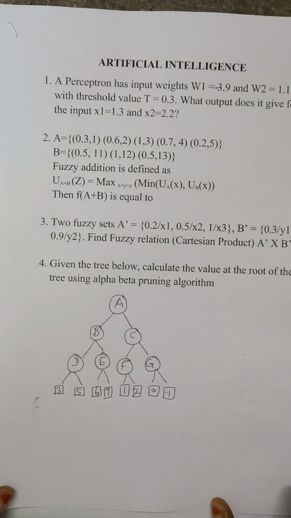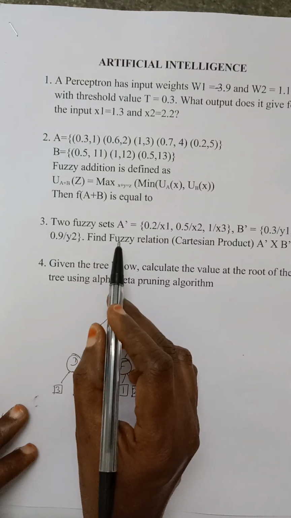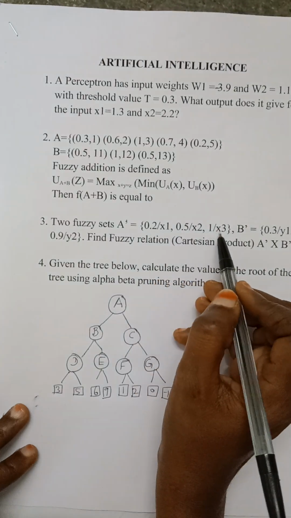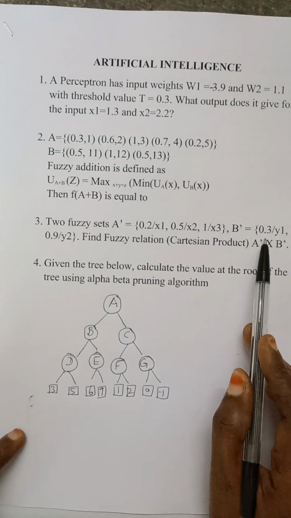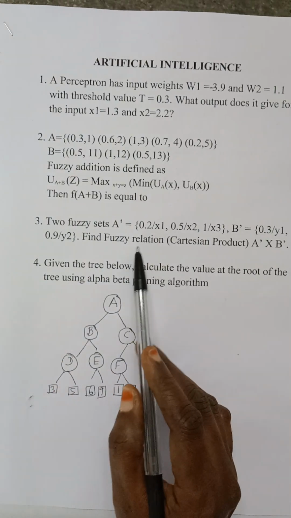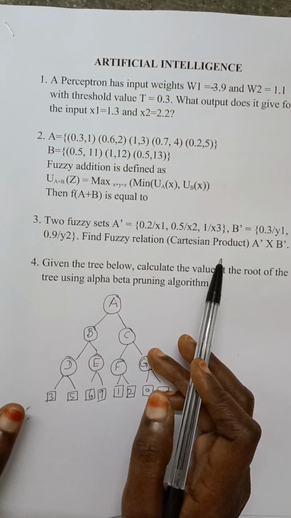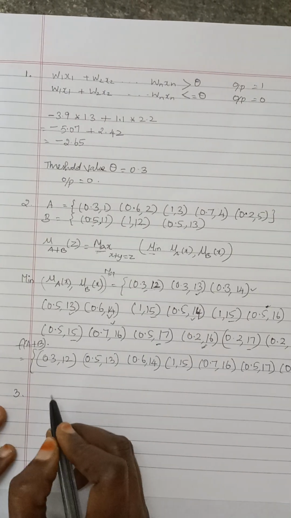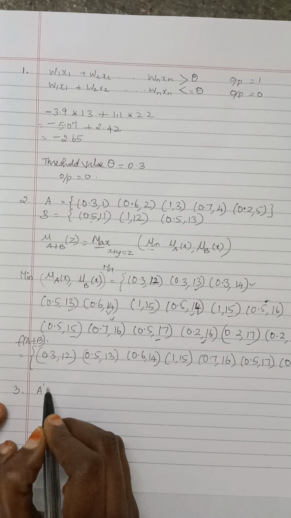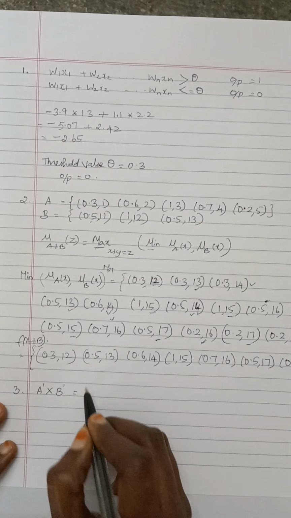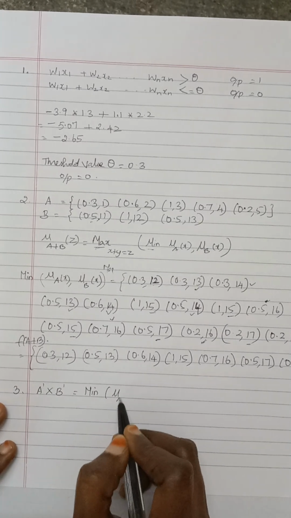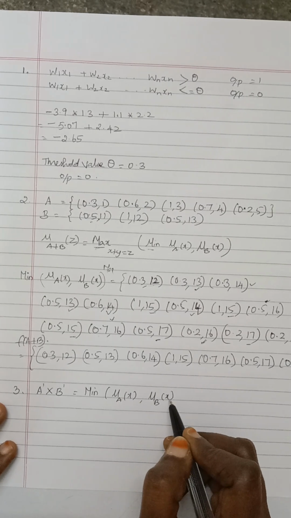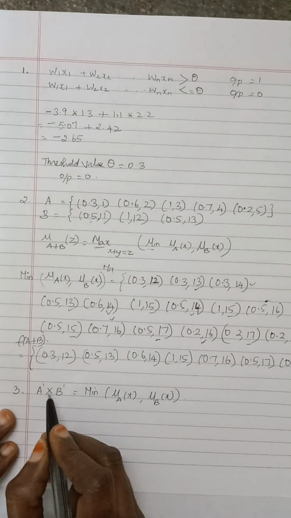Now the third problem. Two fuzzy sets: A dash is equal to 0.2, 0.5 and 1, and then B dash is 0.3 and 0.9. Find the fuzzy relation, that is the Cartesian product. So the Cartesian product of A cross B will be the minimum of mu A of x and mu B of x. This is the formula for the Cartesian product of fuzzy sets.